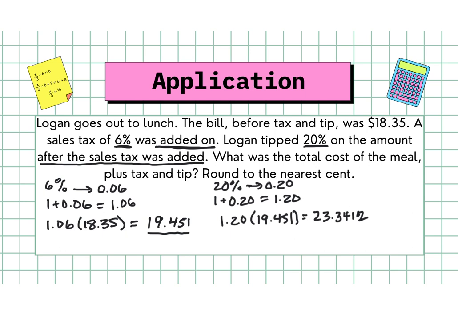All right, so that's way too many digits after the decimal. I want 2 decimal places, so I'm going to look after the 4. And that number is going to tell me to round it down because it's a 1 and it's less than 5. So my total for the bill after tax and tip have been added is $23.34.